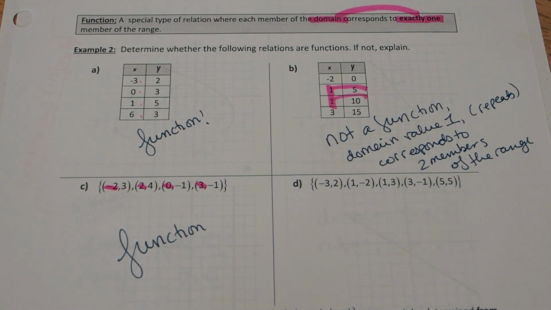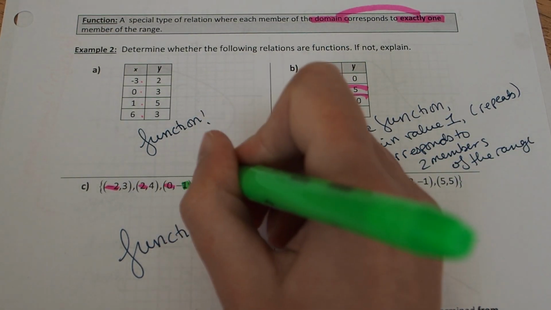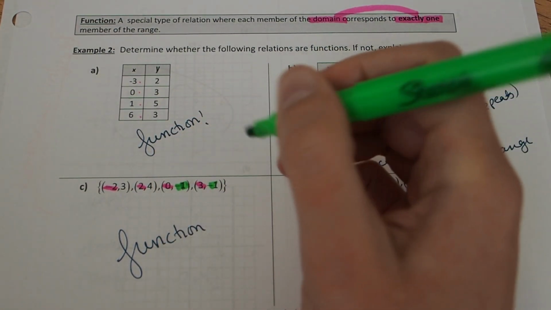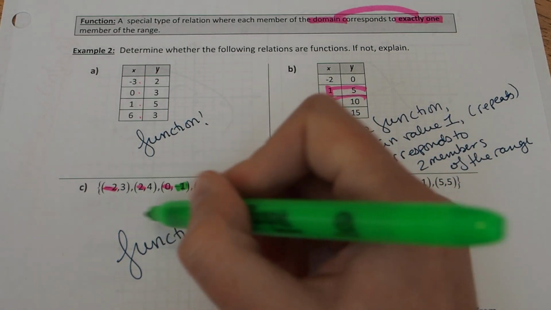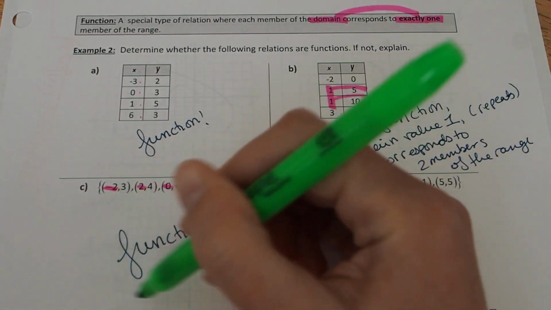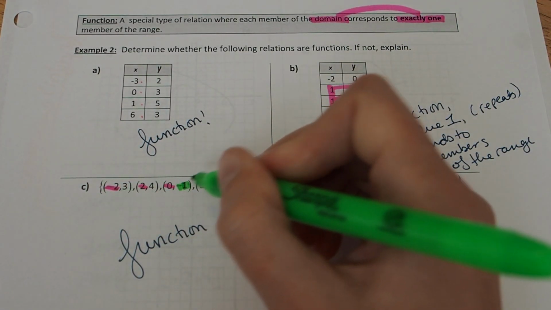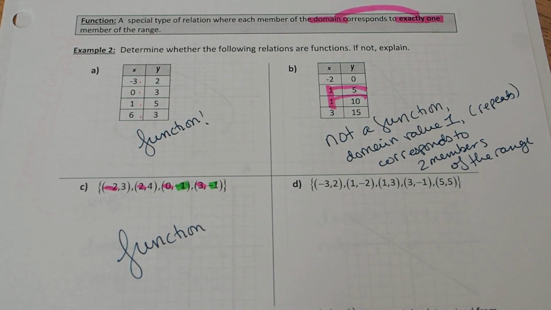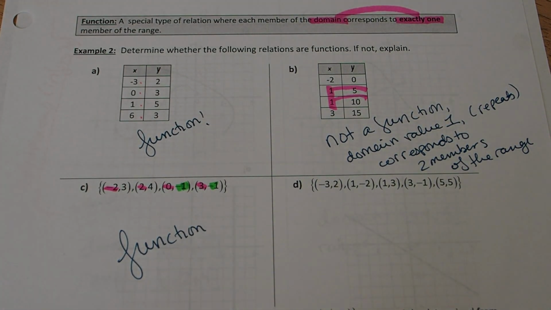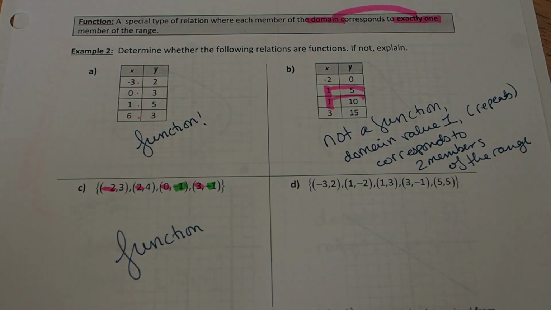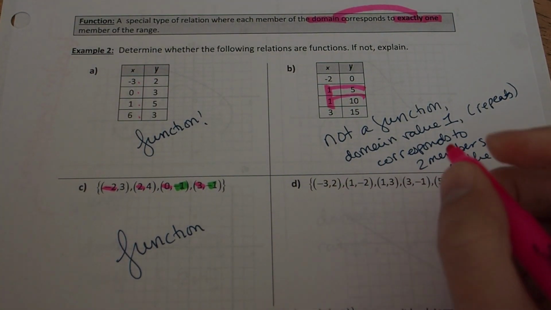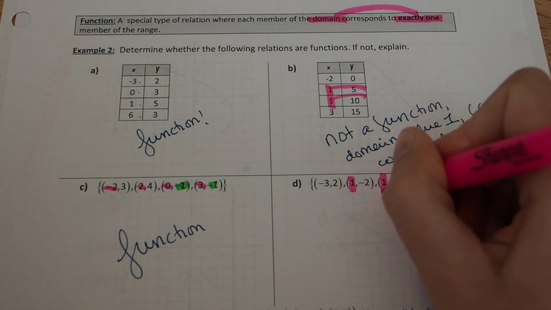We do have a repeated y value, but that doesn't matter in terms of a function. That'll matter in terms of whether the function is 1-to-1 or not, but it doesn't matter in terms of whether the function is a function or not. This is a function because none of the domain values repeat. All right, in the next one, I see 1 repeated there.